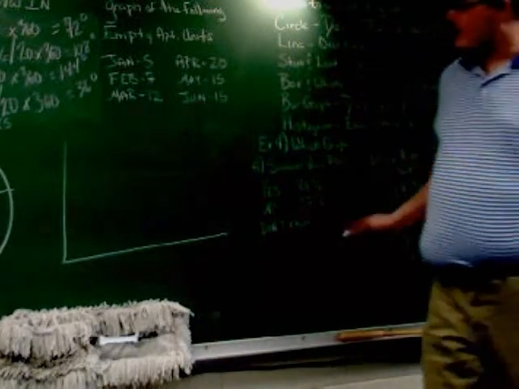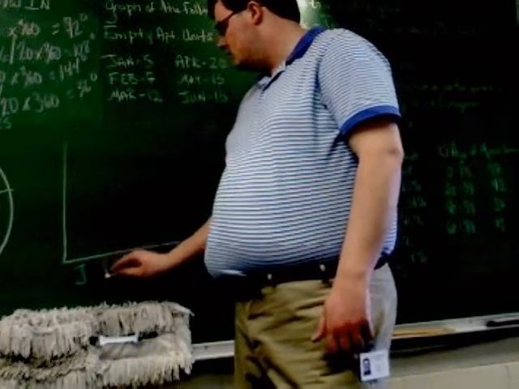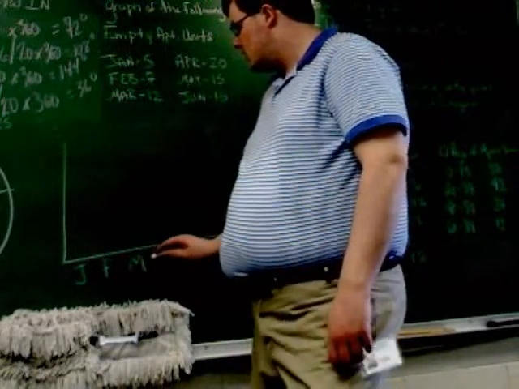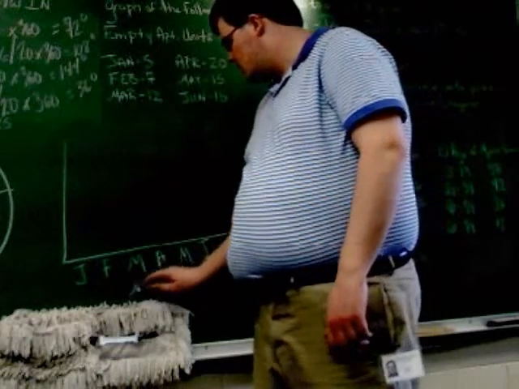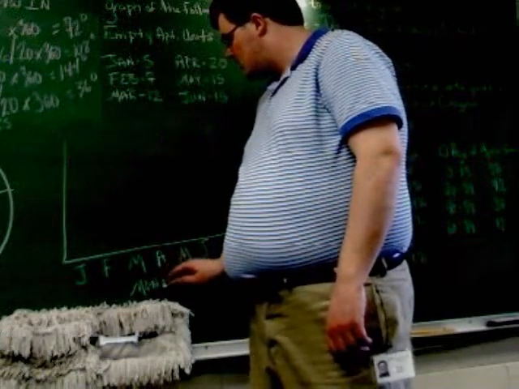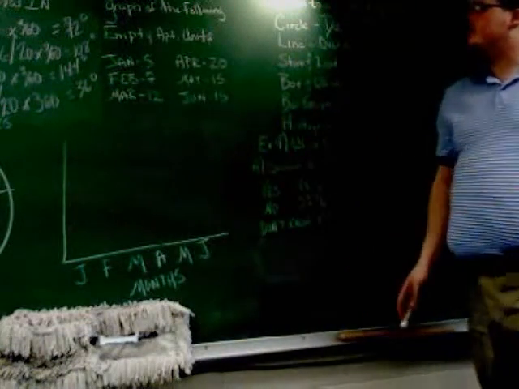Okay, so time ideally in a line graph should go across the bottom, so that's where I'm going to put my months. And up the side is where I'm going to put the vacancy numbers.